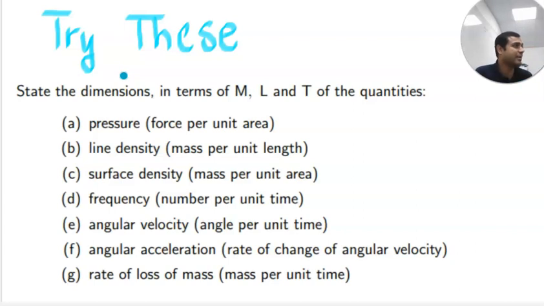Now what I would like you to do is find the dimensions in MLT. Make sure you write that MLT in the square bracket in a proper order. Find the dimensions of pressure, density, surface density, frequency, angular velocity, angular acceleration, and rate of loss of mass. They have actually given you the formula here, so you can use that as help and try doing that. Try with the pressure first and then just move on.